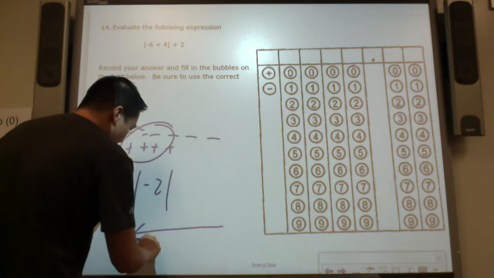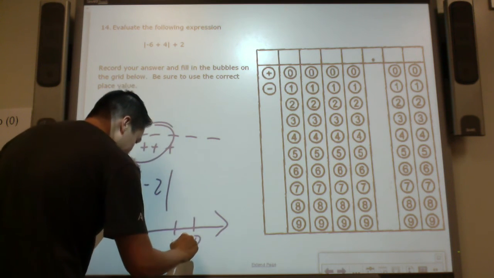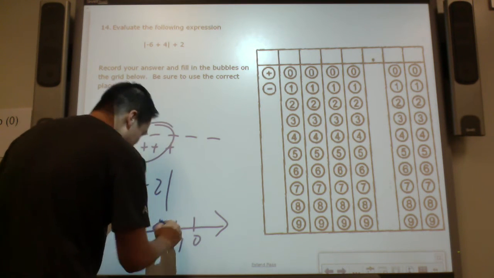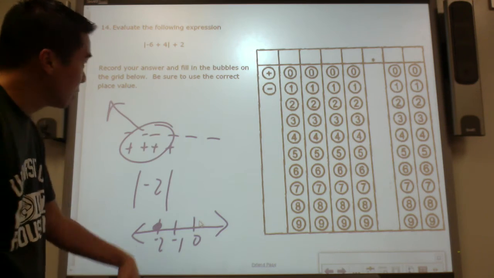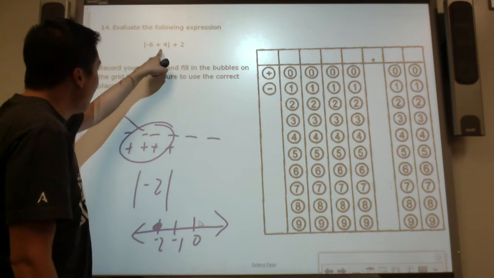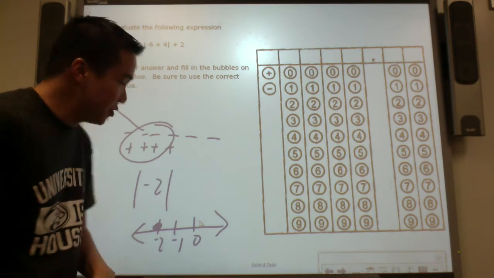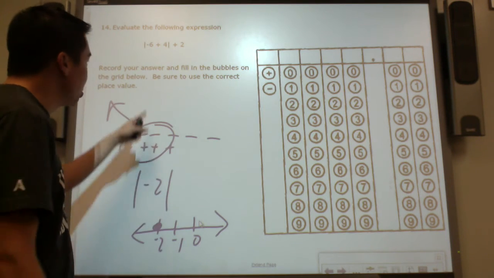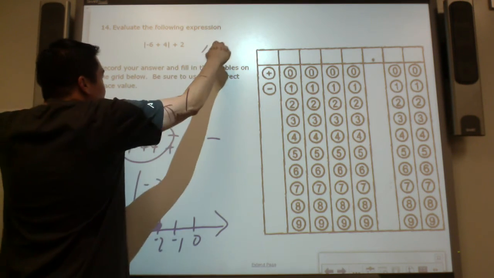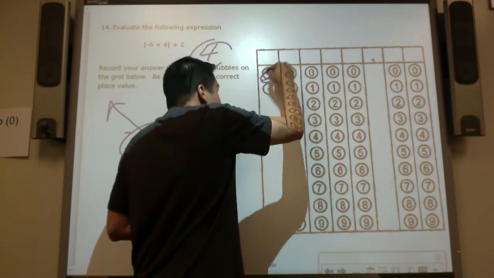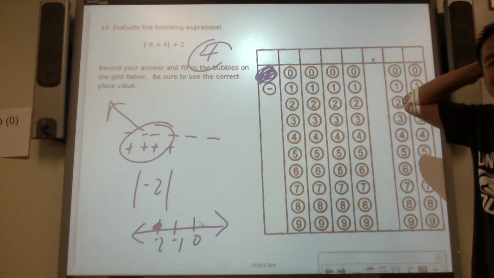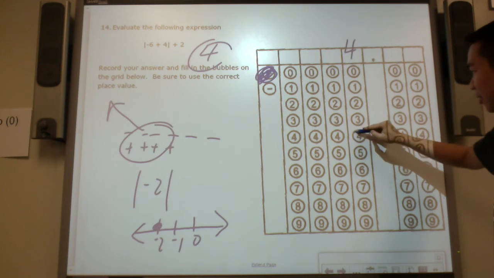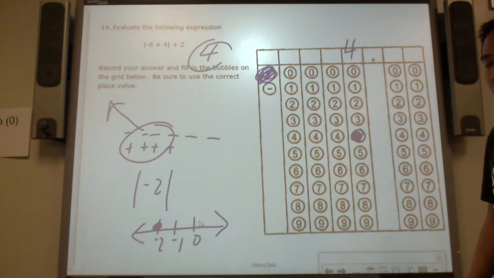If you want, I'll draw a number line if it's going to make you happy. And here it is. Here's negative 2. How far is negative 2 from 0? 2 units away. So again, distance is always positive. So the absolute value of negative 2 is 2. 2 plus 2 is 4. So it's positive 4. Is 4 a whole number or decimal? It's a whole number. It goes right here. If you put it here, you will be marked wrong. This is the decimal area.